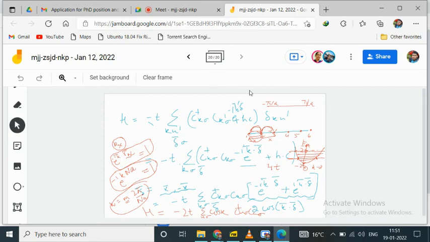So now what will be the ground state? For every k value, you have a certain energy, and the k values are bounded between minus pi by a to pi by a, or 0 to 2 pi by a, depending upon what convention you choose. So what is the ground state now?